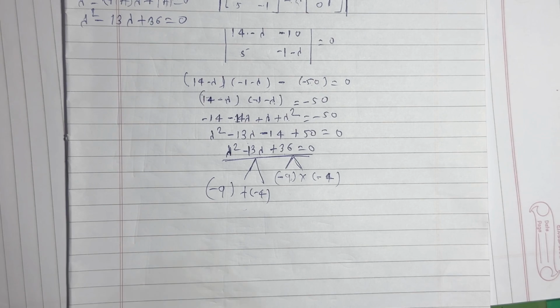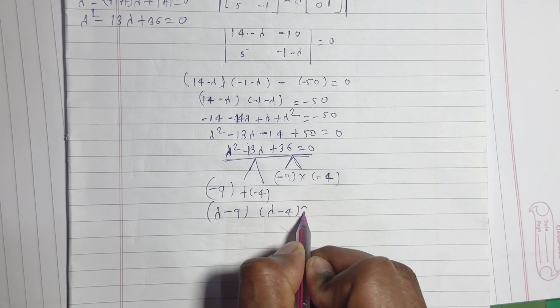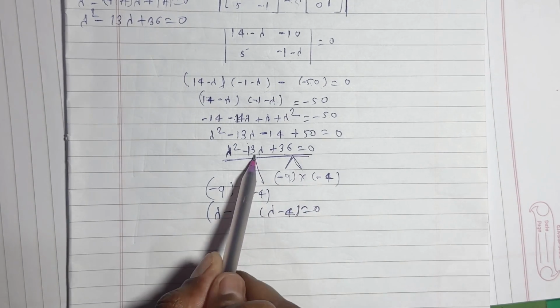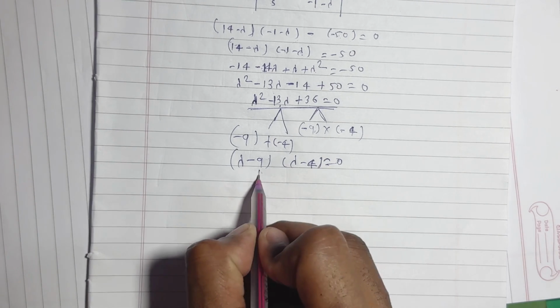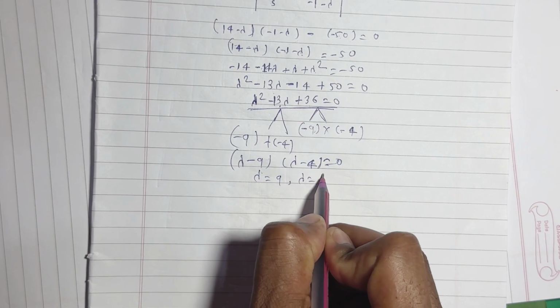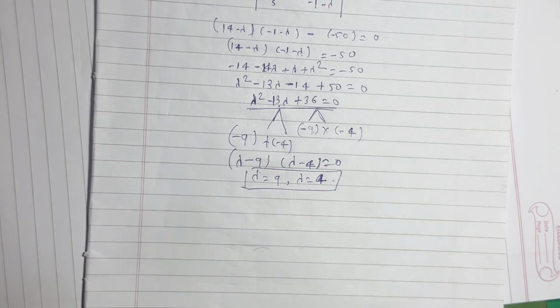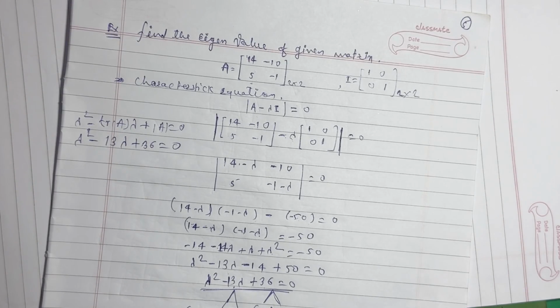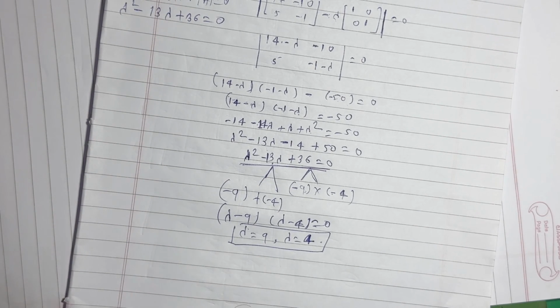That means we write lambda minus 9 and lambda minus 4, which is equal to 0. These are the factors for this equation. So lambda is equal to 9 and lambda is equal to 4. These are the two eigenvalues. Now see that the eigenvalues are 9 and 4. This is the entire process for finding the eigenvalues of a matrix A. It is very easy. I also explained an alternate method here. So 9 and 4 are the two eigenvalues.